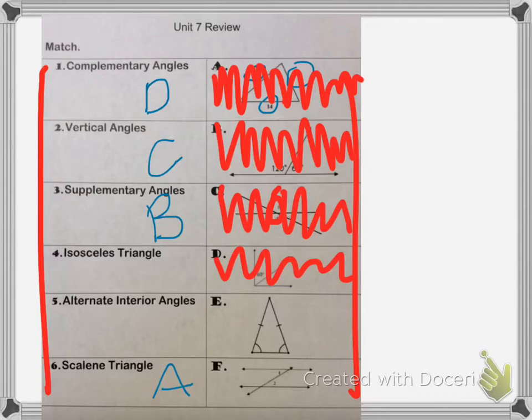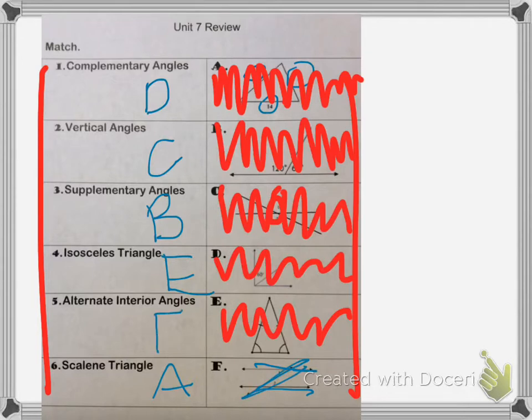The next picture is a kind of triangle. The triangle has 2 equal sides on it. The 2 equal sides means it's going to be isosceles. So E is isosceles, which automatically tells me where F is going to be. The reason that those are alternate interior angles is they're inside the parallel lines on opposite sides of this transversal. So F is going to be alternate interior angles.